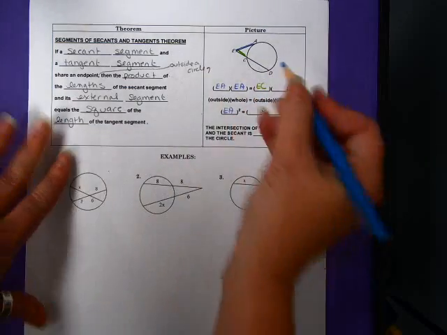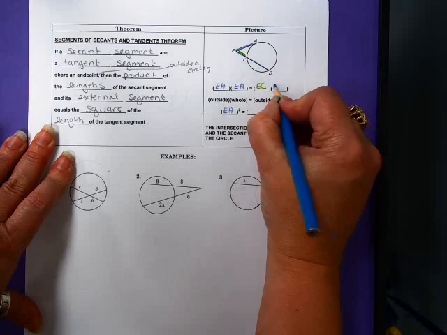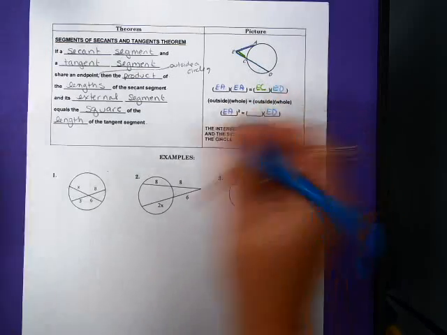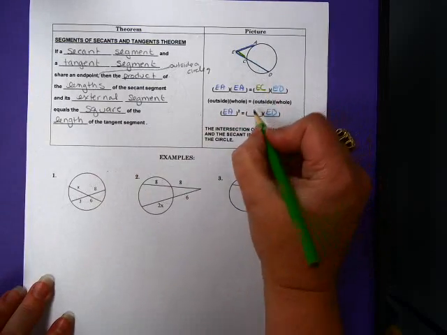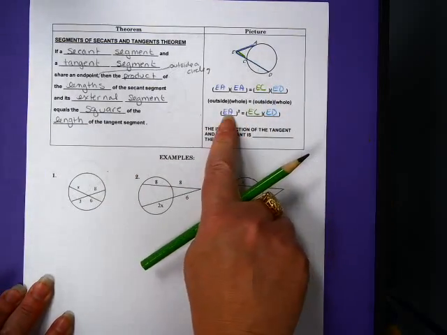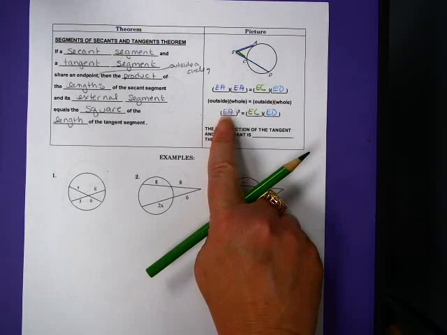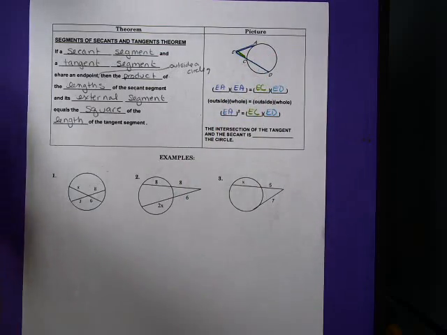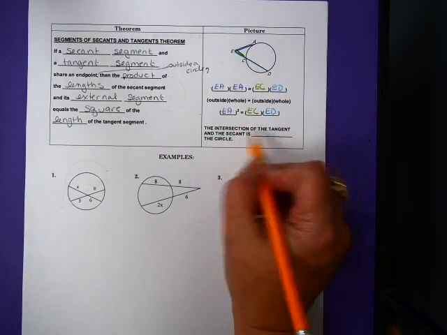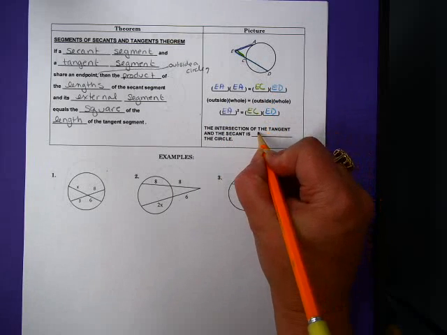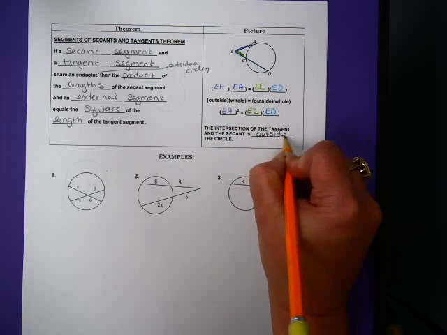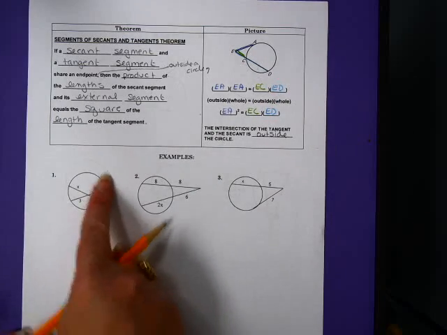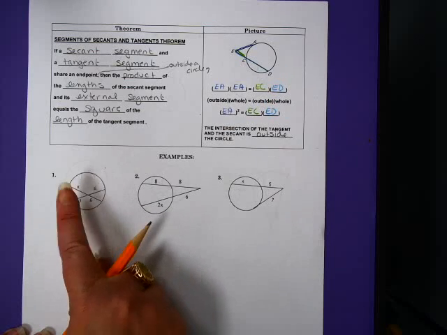But this one is the same as the one before. So we've got EC, and then the whole thing, which is ED. So transfer that down here. So it's outside times the whole, and then outside times the whole, but this one is going to be the same thing, so it's that segment, the tangent segment, squared. And again, the intersection of the tangent and the secant is outside the circle. Alright, we have a few examples to do.